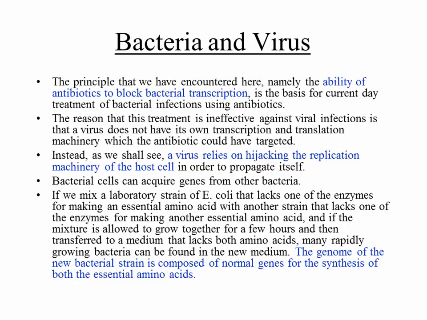But if you indeed do that, you see that many rapidly growing bacteria emerge in the new medium. And if you check the genome of the new bacterial strain, it is composed of normal genes for the synthesis of both the essential amino acids. So there has been gene transfer between these bacteria. So that's another way in which genetic variation can happen.